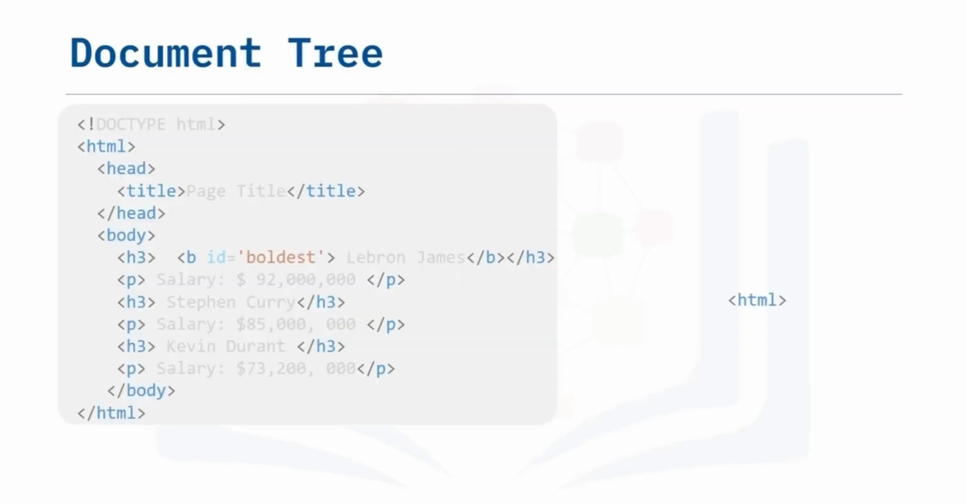Tags may contain strings and other tags. These elements are the tag's children. We can represent this as a family tree. Each nested tag is a level in the tree. The HTML tag contains the head and body tag. The head and the body tag are the descendants of the HTML tag. In particular, they are the children of the HTML tag.